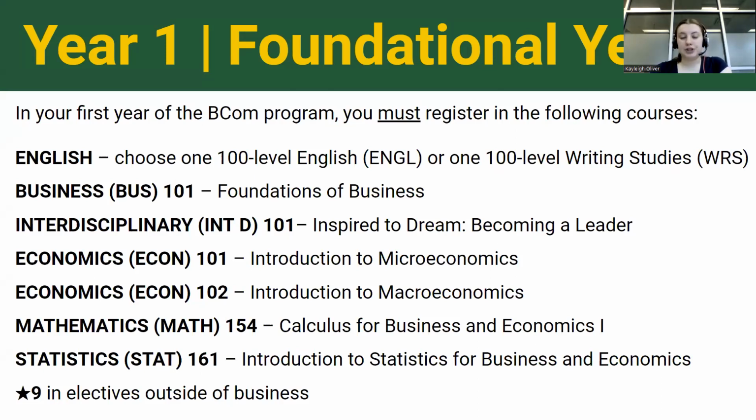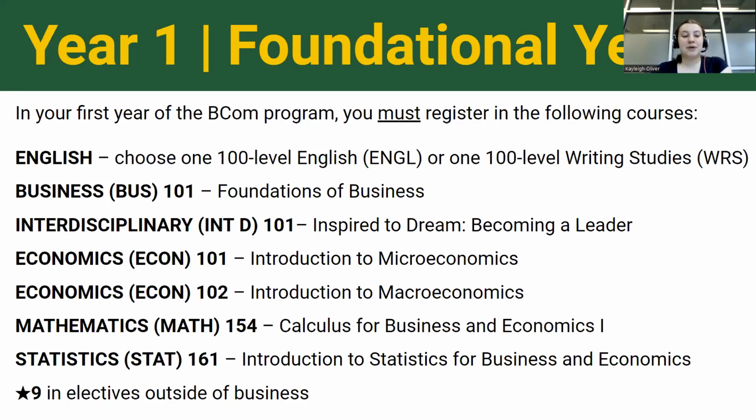So the first is an English class. This English class is a requirement for not only everyone in the Bachelor of Commerce program, but for the majority of students at the University of Alberta. And it's up to you to choose one of our available 100 level, which just means first year, English courses, or one of our 100 level writing studies classes. Later on in the slide, I'll show you a list of all of the different options you can pick from. And it's just important that you get into one of those classes and complete it successfully.